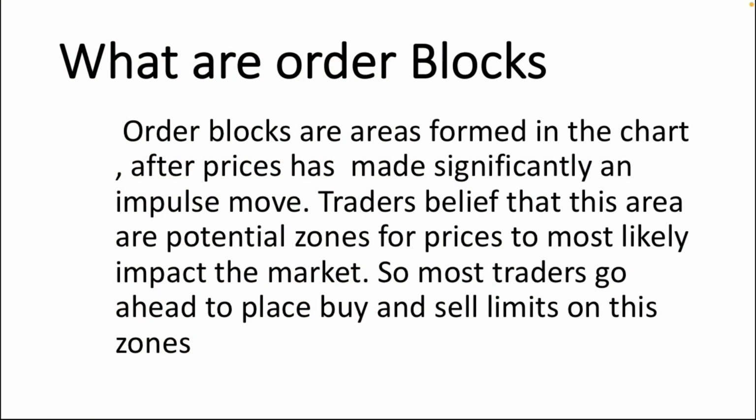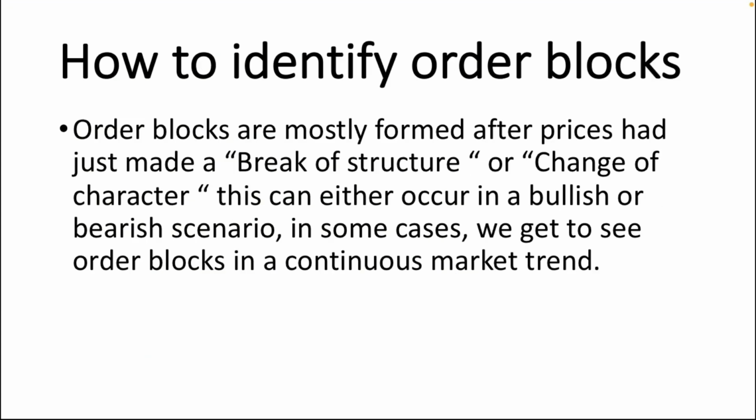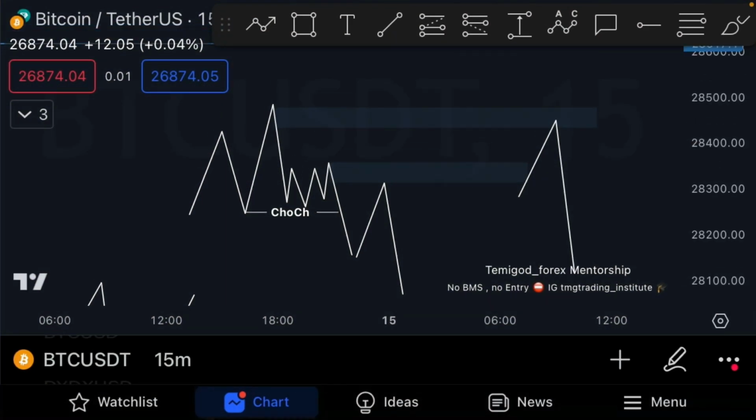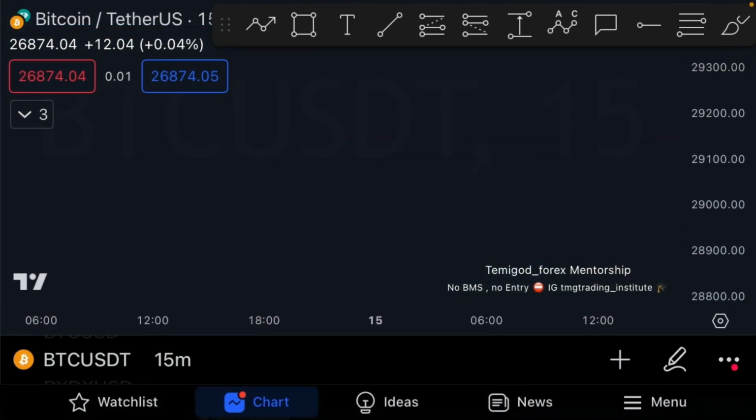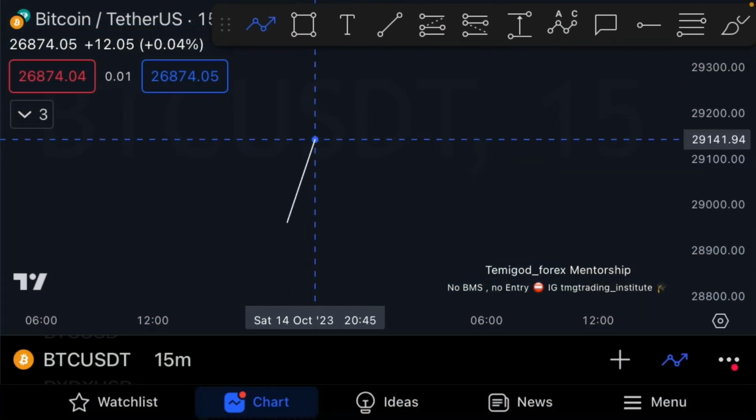Now let's move to the next one, okay? How to identify order blocks. Order blocks are mostly formed after price has just made a break of structure or a change of character. This can occur in either a bullish or bearish scenario. In most cases we get order blocks in a continuous trend, okay? Like I said, the price needs to make a bullish trend, okay?